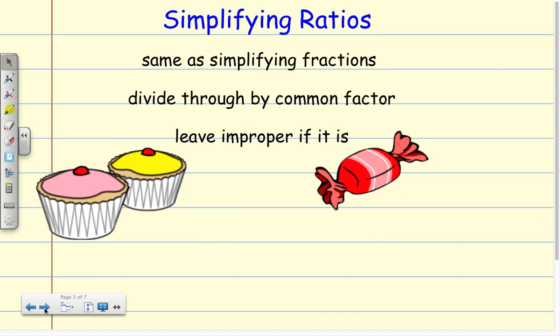All right, simplifying ratios. I want everybody to write this down. With simplifying ratios, we want to simplify the same as simplifying fractions: we divide through by the common factor. And if it's improper, you leave it that way. Very important. So it's the same strategy as simplifying fractions. We divide through by any common factor that there is, and we leave improper. That means that if it was 3 over 2, you would leave it as 3 over 2. Okay? You would not write that as 1 1/2.